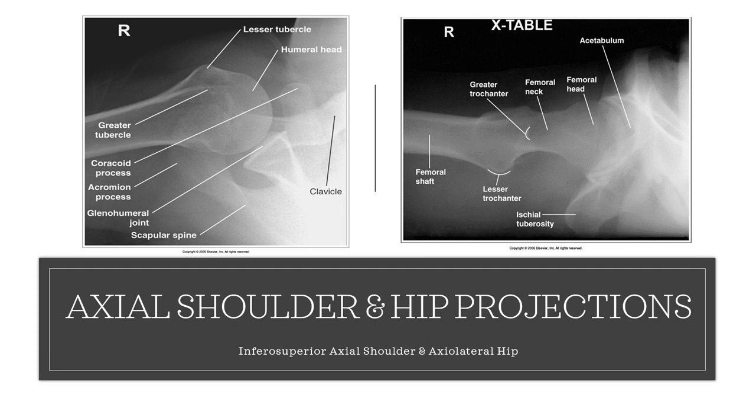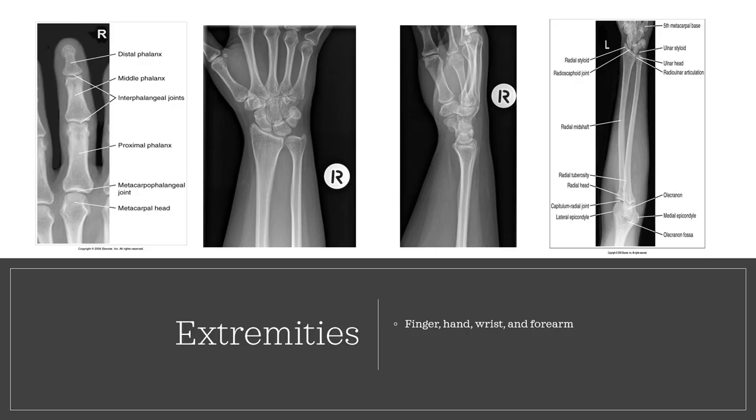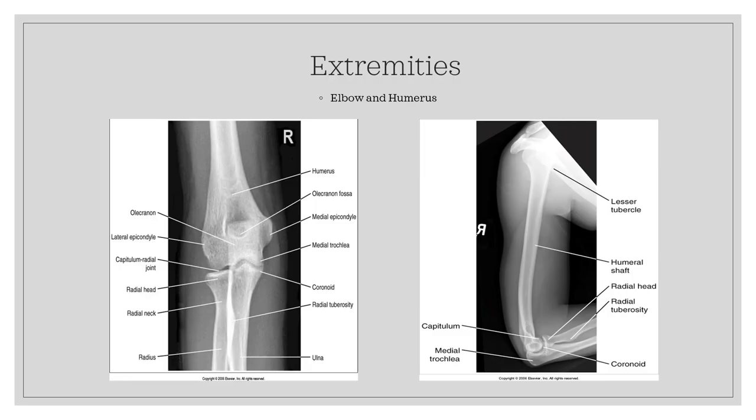Axial shoulder and hip projections, the inferosuperior axial shoulder and the axiolateral hip: you should mark anteriorly and display with the anterior side up. Extremities, for your fingers, hands, wrist, and forearm, you will suspend from the fingertips and mark laterally. Extremities of the elbow and humerus, you will display as if they were hung from the shoulder and mark laterally.